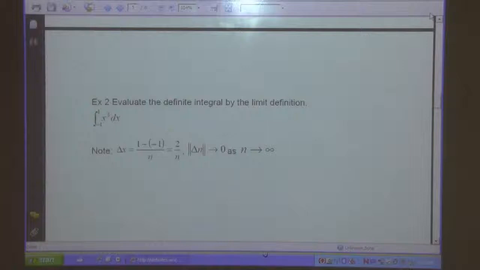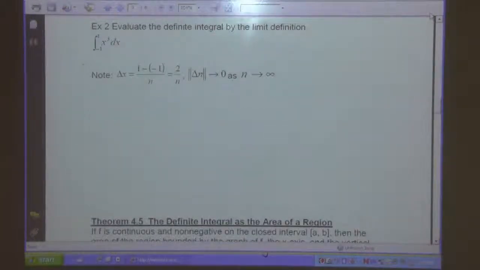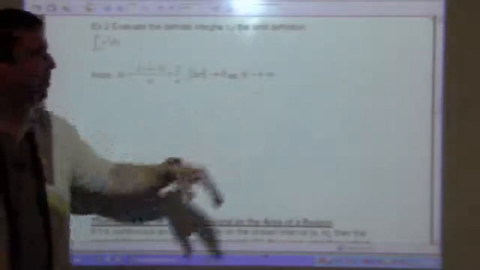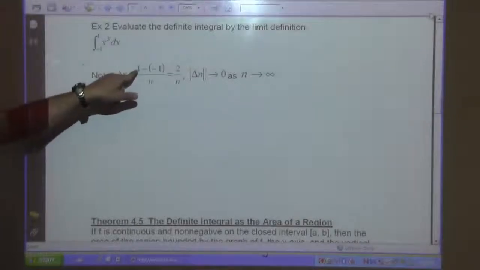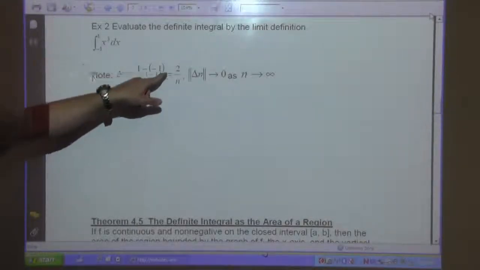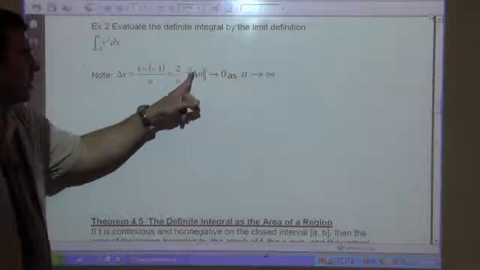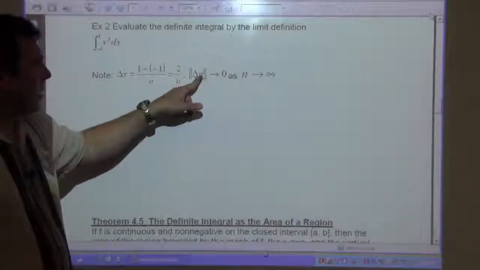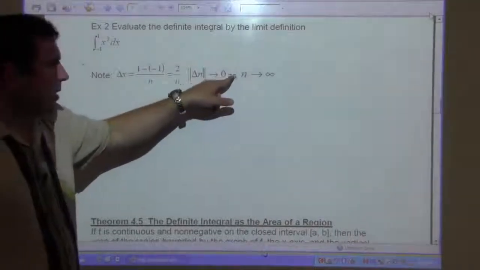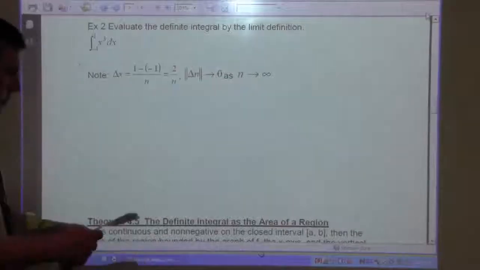Okay, so let's do another problem here. Evaluate the definite integral by the limit definition. So we're going to do the long version here. We're doing the integral from -1 to 1 of x cubed dx. So our delta x is going to be (1 minus -1) over n, which is 2 over n. So delta x goes to 0 as n goes to infinity.